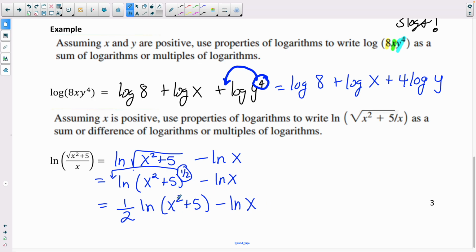And so when I look inside here, I'm going to see, do I have any products, or do I have only a product or a quotient? And the answer is no, I have a sum. And so I cannot go any farther in this problem. The expansion of natural log of the square root of x squared plus 5 over x is 1/2 natural log of x squared plus 5 minus the natural log of x.